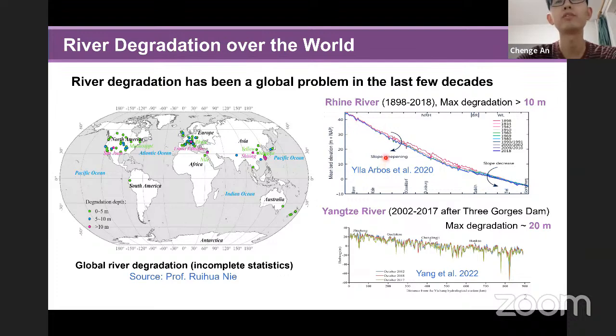For example, the River Rhine has been degrading for the past century, and the maximum degradation reported is more than 10 meters. For the Yangtze River, since the closure of the Three Gorges Dam, a very large dam, in 2003, very significant river degradation has happened downstream, with a maximum degradation of 20 meters reported in 15 years after the closure of the dam.